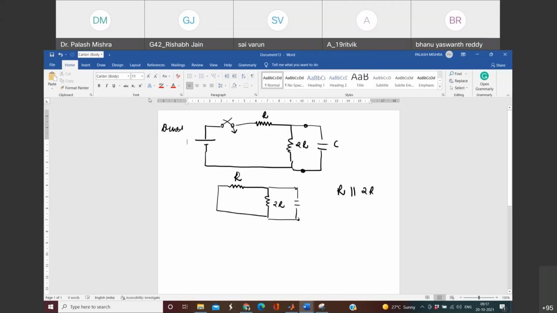Right? So this will come out to be, let me check the answer. The answer is 2 by 3 R. So what is the time constant tau for this circuit? 2 by 3 R into C. Right? Is it okay? Okay, sir.